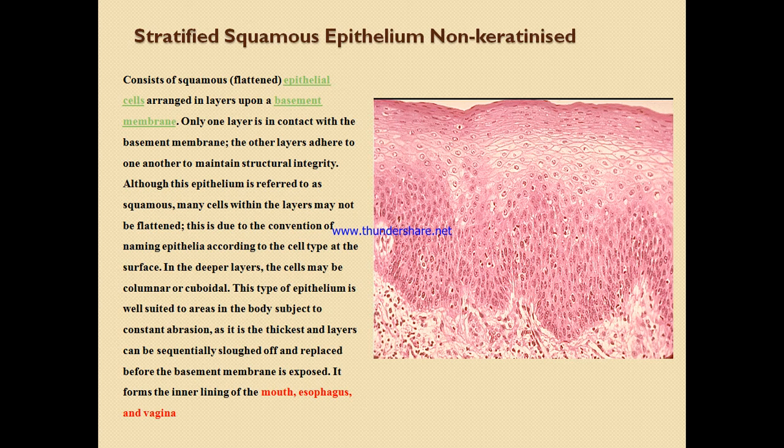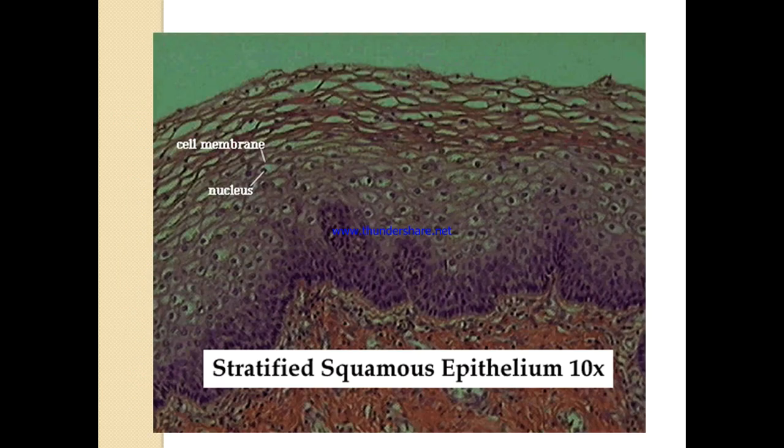The first type is stratified squamous epithelium, non-keratinized. This tissue consists of flattened cells, or squamous cells, which are attached to the basement membrane in the first layer, and the other layers touch each other. The other layers may be cuboidal or columnar cells. Only the surface is squamous cells. This tissue is found in the mouth, esophagus, and vagina. Stratified squamous epithelium, non-keratinized.